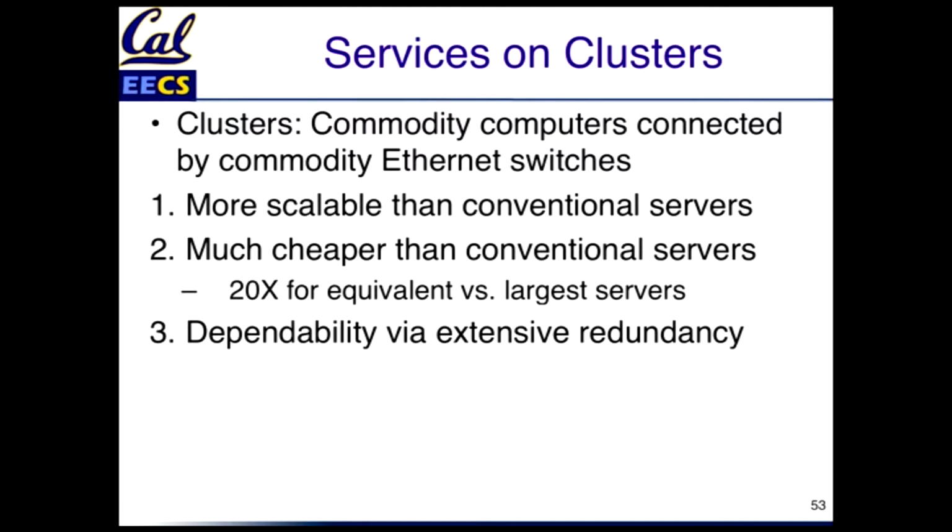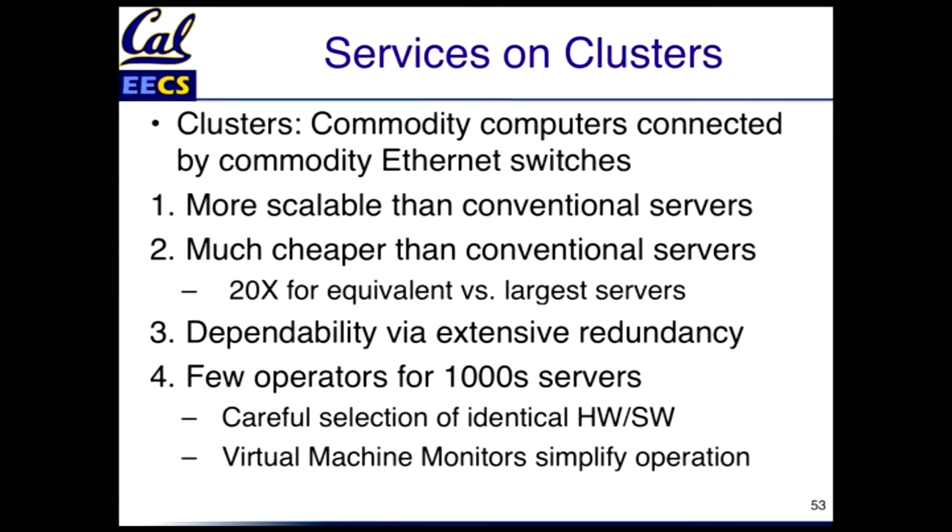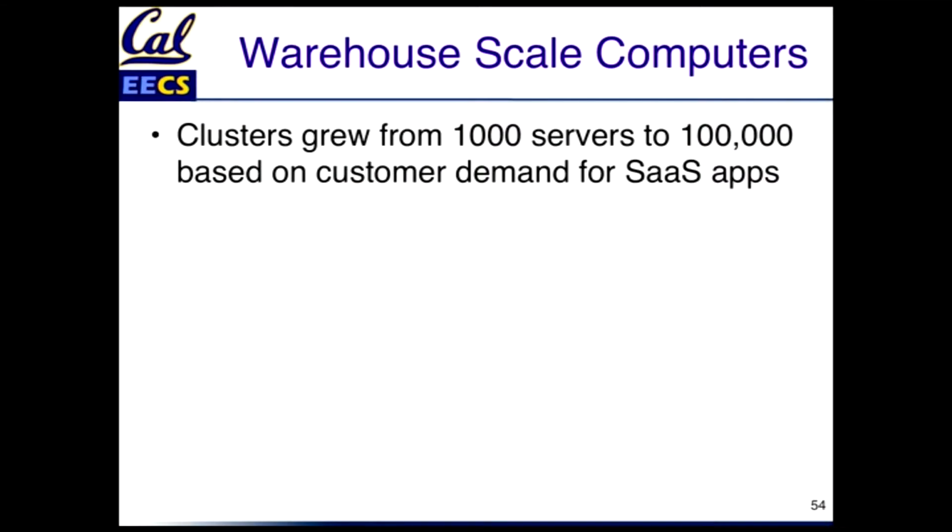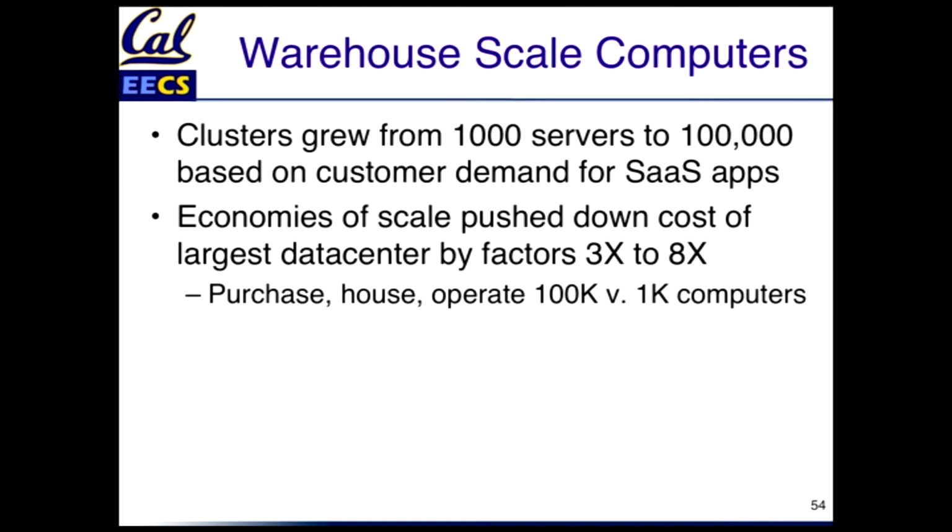And it turns out if you have thousands of computers, all pretty much the same, all running the same software, they're not that hard to manage. A few operators can handle thousands of servers, and as we talked about earlier, virtual machines can really help make this work, so that's another thing that can simplify the tasks. So warehouse scale computers soon grew. The first ones had maybe 1,000 servers, but as demand increased over time, they now have 100,000 servers. What they discovered is when you build a warehouse of computers and you order 100,000 computers at a time, you get huge economies of scale.